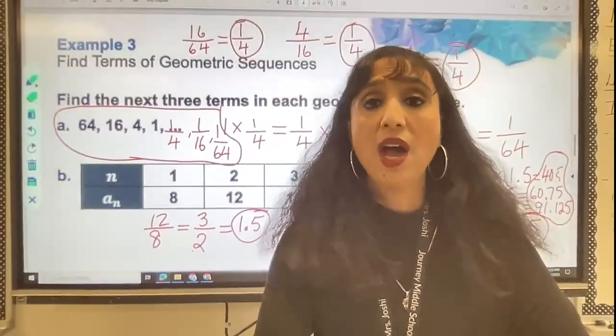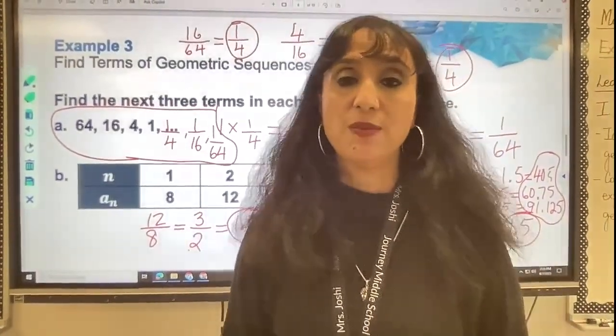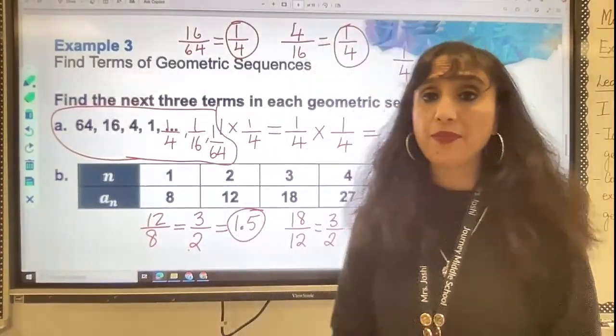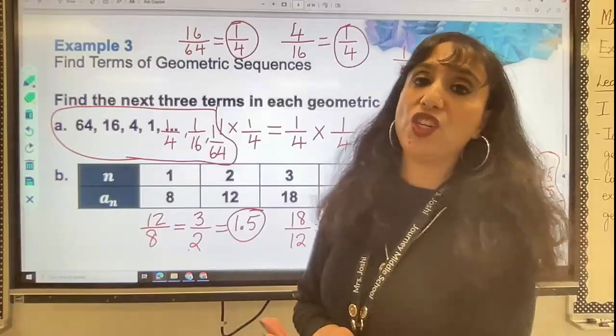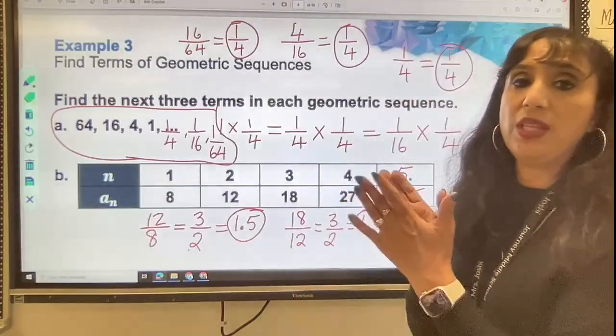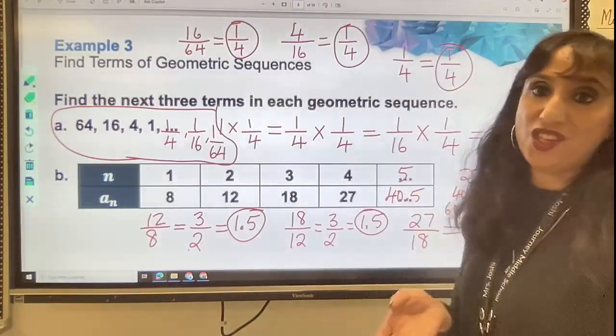So that's how I find the next 3 terms. You find the common ratio, and then you take that common ratio and you multiply it with each term to get the next 3 terms.